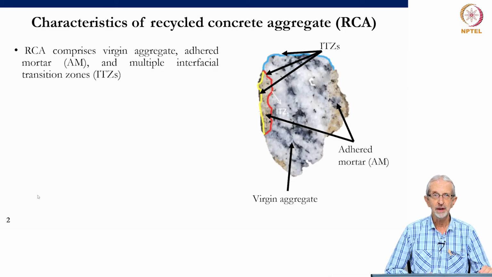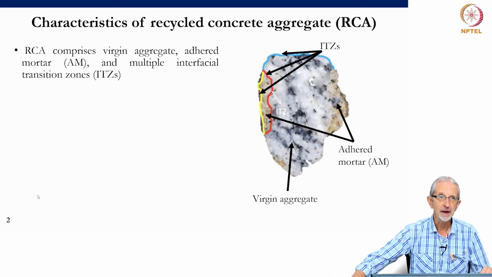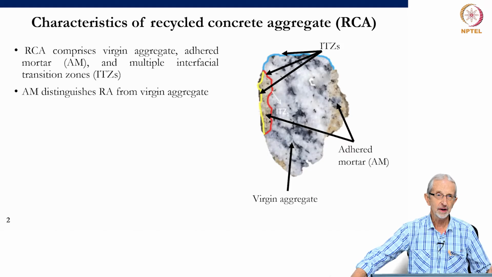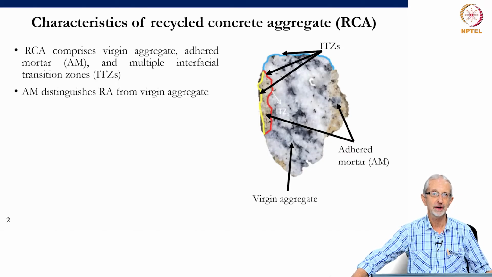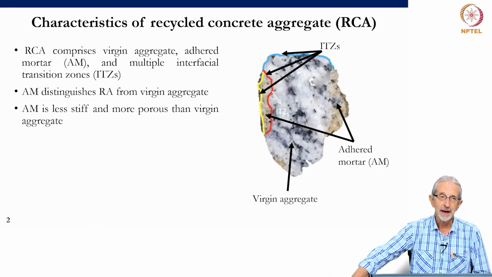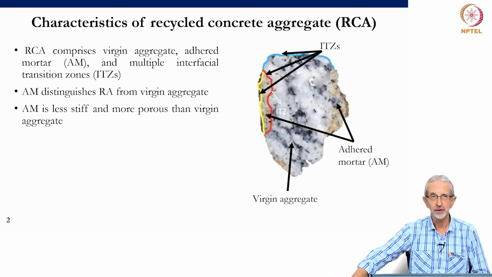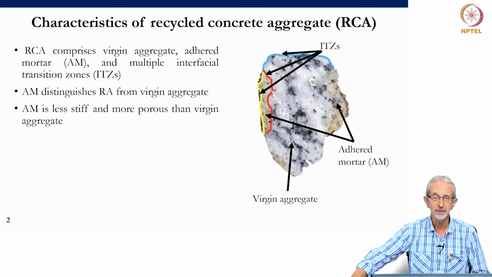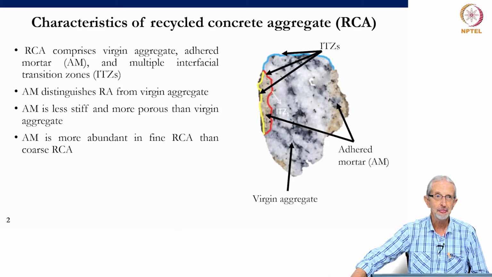In many ways, it is these ITZs that govern the performance of the recycled concrete aggregate and the concrete made with that aggregate. And it is this adhered mortar that distinguishes the recycled aggregate from virgin aggregates, which obviously don't have that. The AM is less stiff and more porous than virgin aggregate, and therefore we can immediately begin to understand that the concretes that we make with these materials are also likely to be less stiff and probably more porous as well.